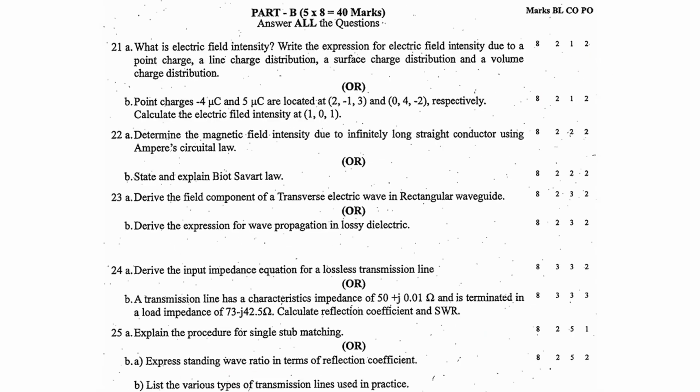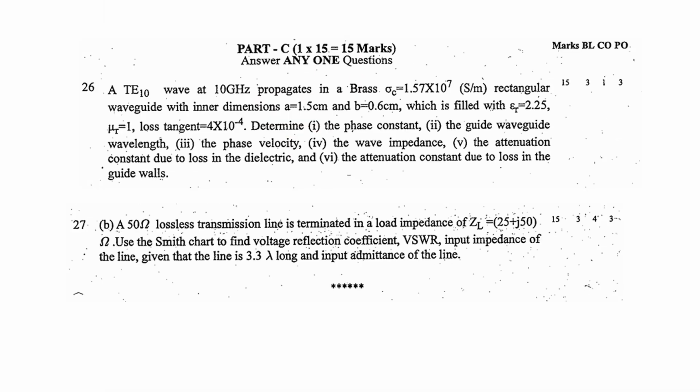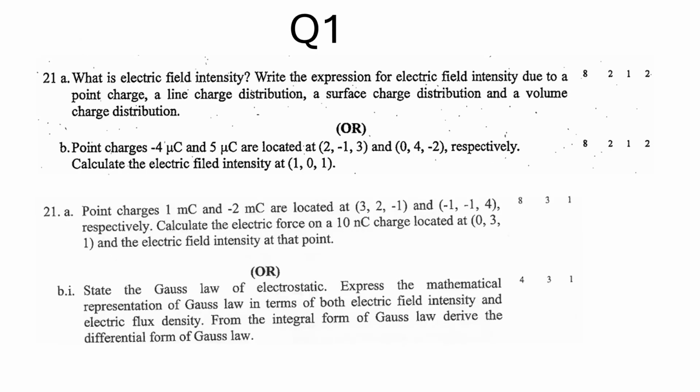Apart from the objective questions, there will be 5 subjective, short answer questions, which will have 2 questions from each unit, from unit 1, unit 2, unit 3, unit 4 and onwards. Out of the 2 you have to solve only 1 question. Lastly, section C will contain 2 questions, and out of 2 you have to solve only 1 question. So these are the patterns.